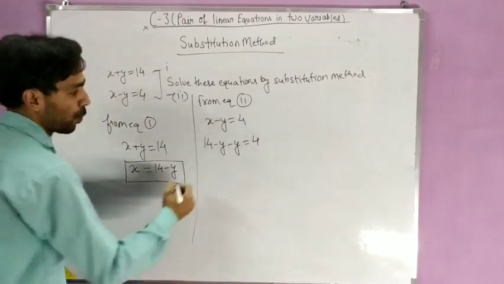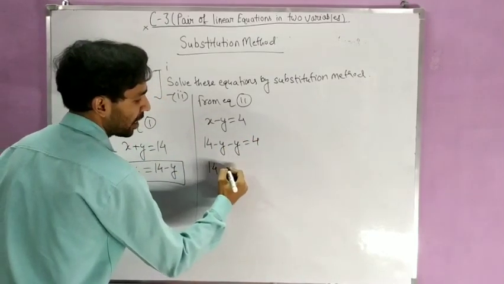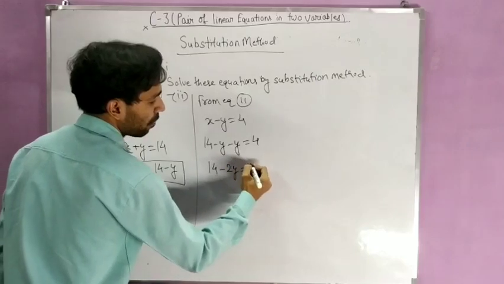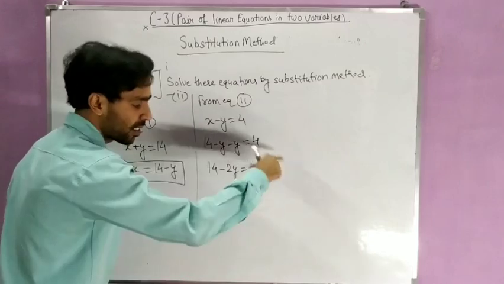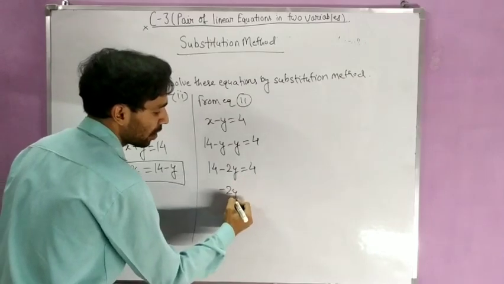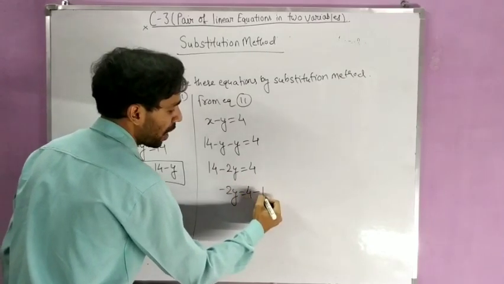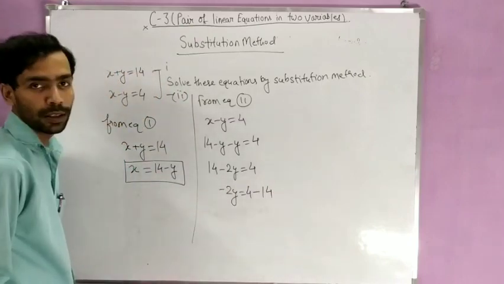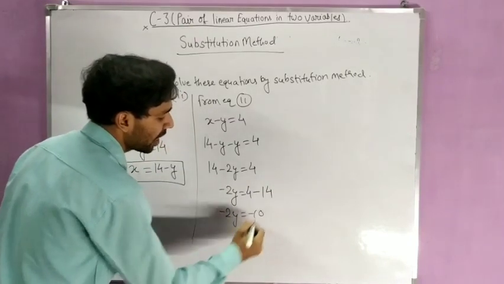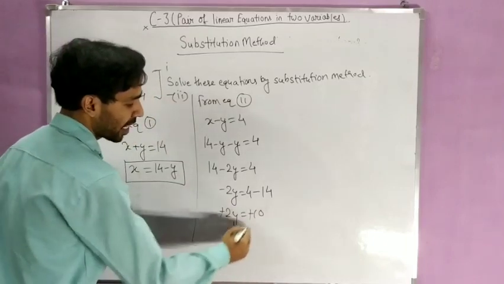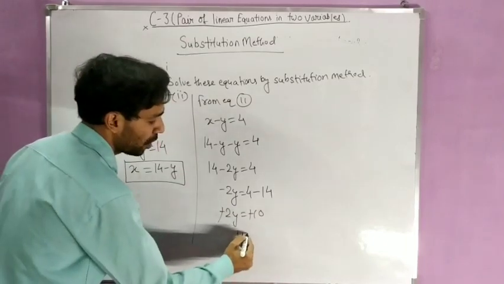Now it will be 14 minus 2y, which will be equal to 4. Now transfer this 14 to this side. So minus 2y equal to 4 minus 14. Okay, so minus 2y equal to minus 10. Now minus minus cancel. So y will be equal to 10 by 2.